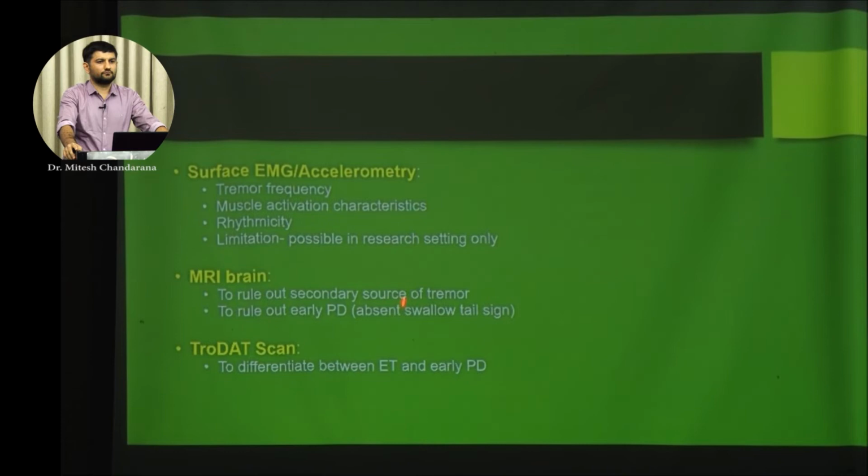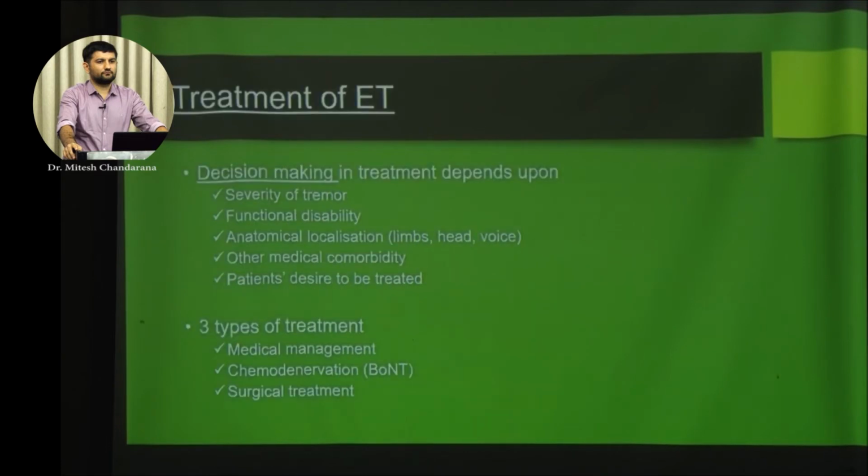MRI brain to rule out secondary causes of tremor, and DaTscan particularly when we are confused between ET and early PD. Treatment of ET: decision making in tremor depends upon severity of tremor, functional disability, anatomical localization of tremor, whether tremors are only present in the limbs, only in the head, or combined, other medical comorbidity, and patient's desire to be treated.